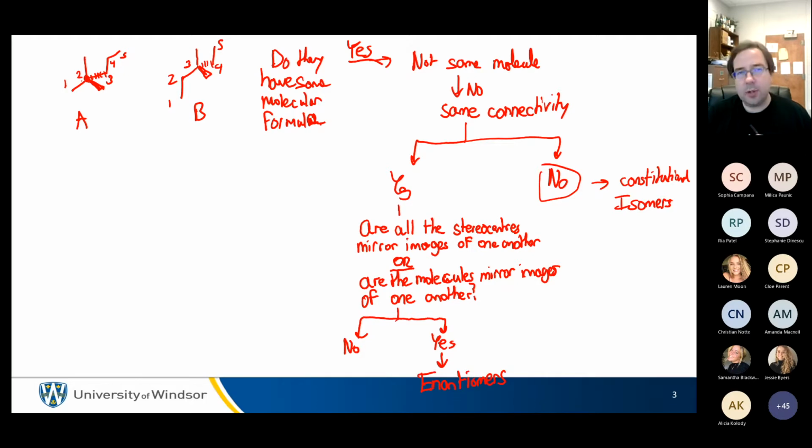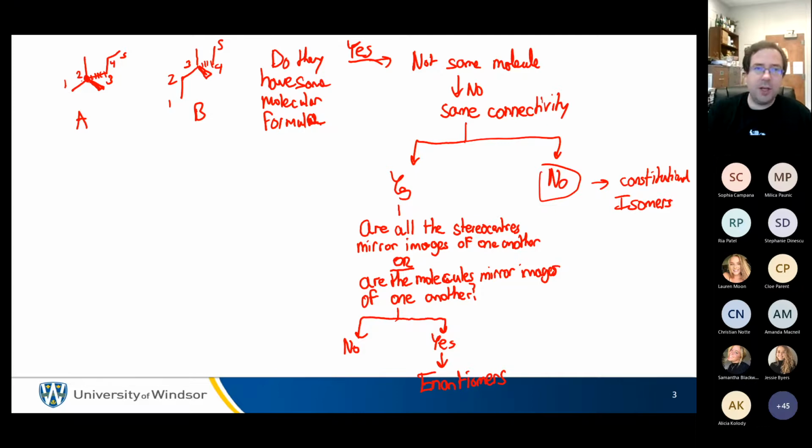That makes them enantiomers. Compounds that are mirror images of one another are enantiomers. There are always pairs of enantiomers. You never have a single one. They always come in pairs because they are mirror images of one another.